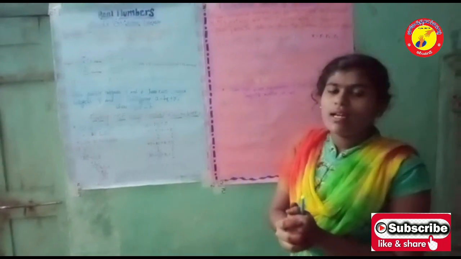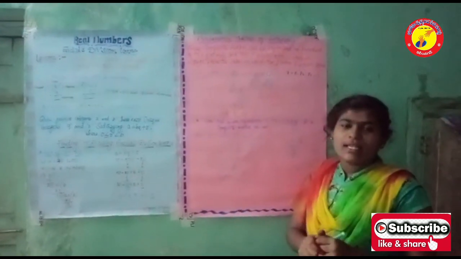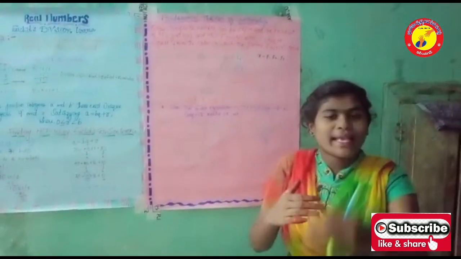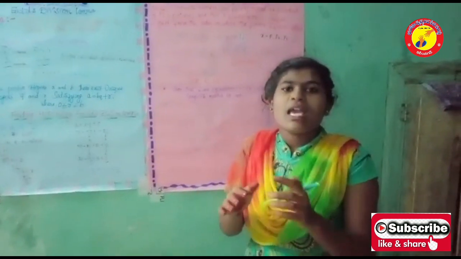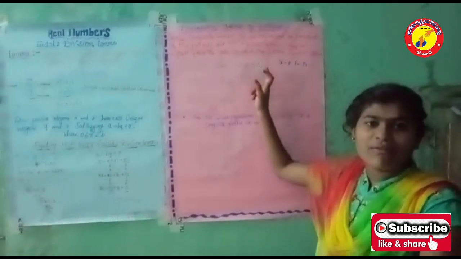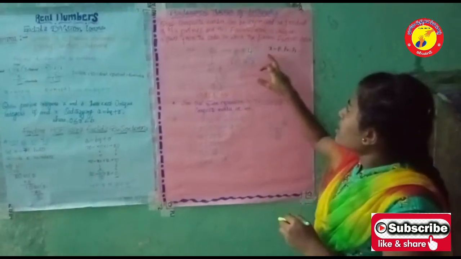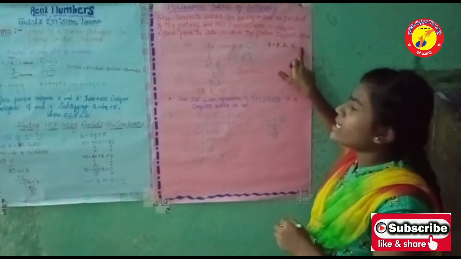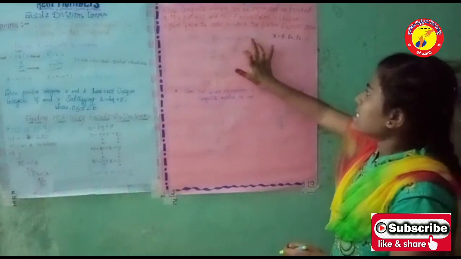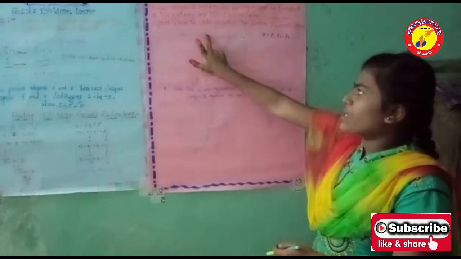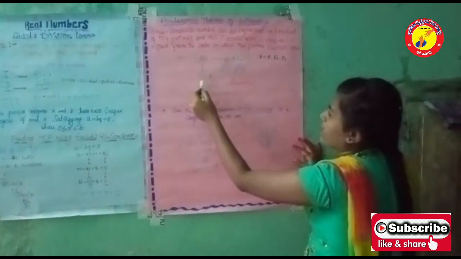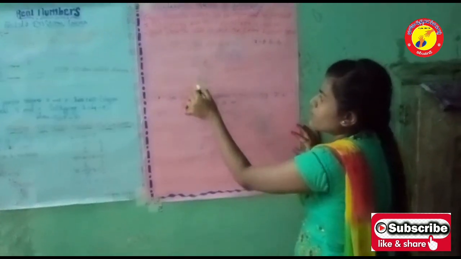Now we are going to learn the fundamental theorem of arithmetic. The fundamental theorem of arithmetic states that every composite number can be expressed as a product of primes, and this factorization is unique apart from the order in which the prime factors occur. Here x is equal to p1, p2, p3. For example, take 24. 24 can be factorized as 6 fours are 24, or 2 twelves are 24. Again 6 is factorized as 2 threes, and 12 as 4 threes, where 4 is 2 twos.